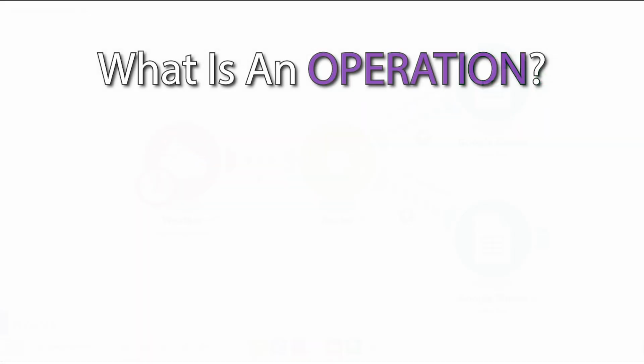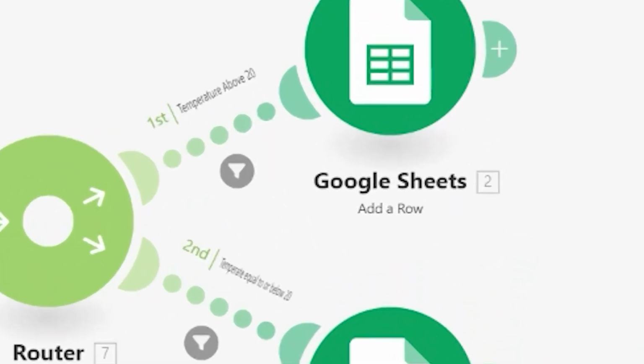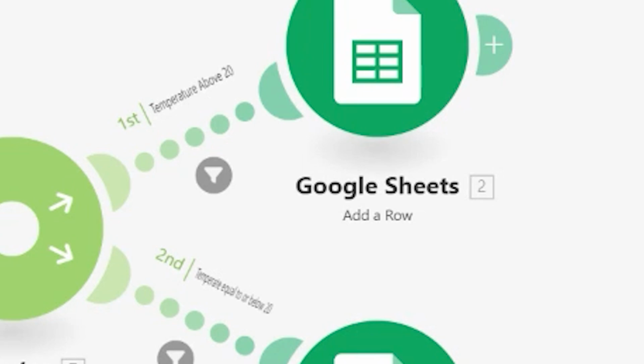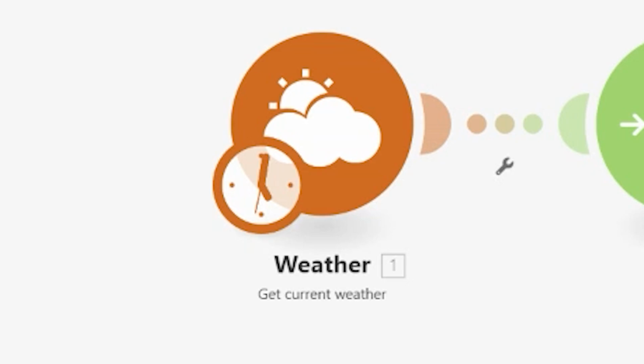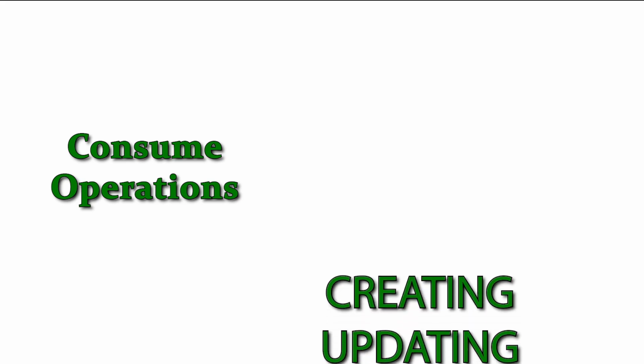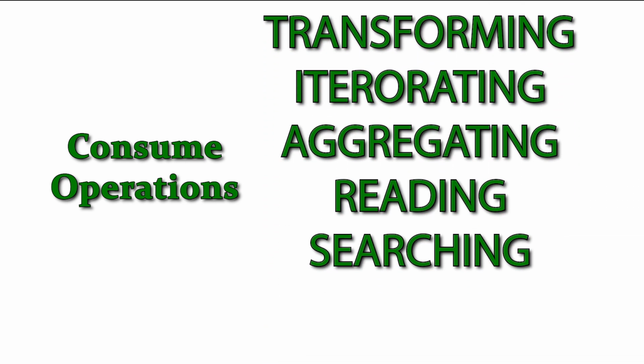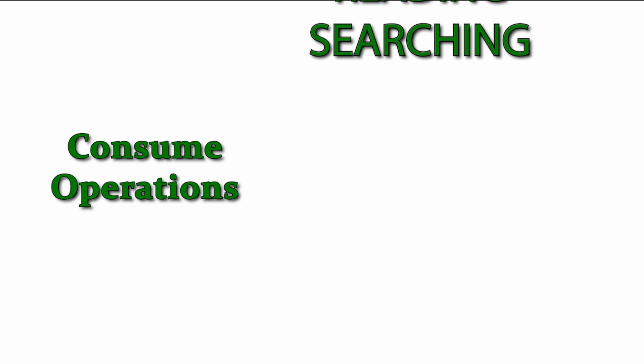Let's start by defining what an operation is. Think of an operation as the building blocks of your workflows. Every time a module in Make performs an action, it uses an operation. For example, you add a row to your Google Sheet that consumes one operation. Similarly, retrieving the weather information also uses one operation. Other actions that consume operations include creating, updating, deleting, transforming, iterating, aggregating, reading, and searching data.